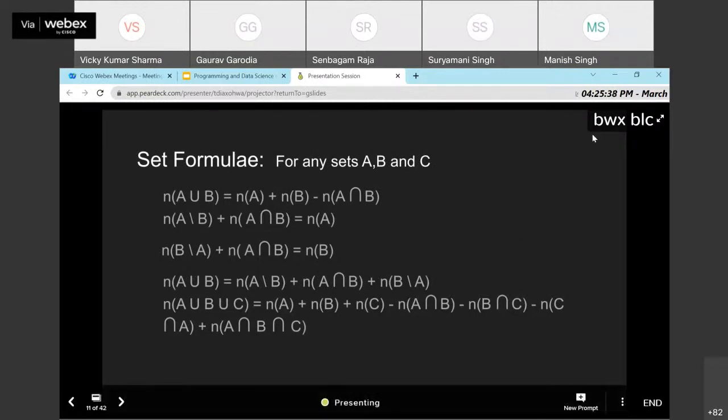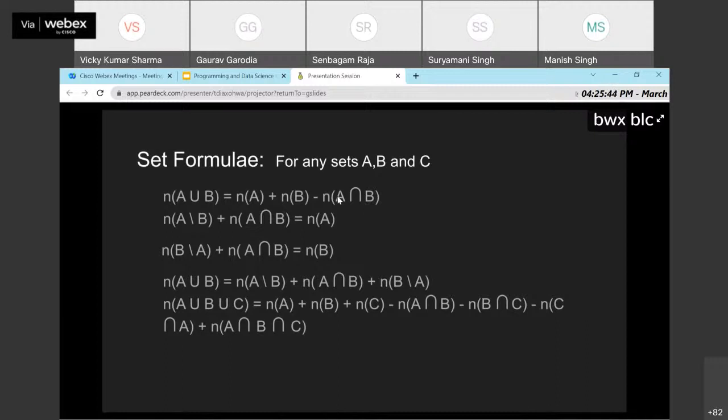Here are very basic formulas which you would have gone through in your school days. The number of elements in A union B, where A is a set and B is a set, and A union B is another set, is equal to the number of elements in A plus the number of elements in B minus the number of elements in A intersection B. These are just the basic formulas, nothing you should have doubt about. Even if you haven't gone through the contents, you should be able to participate here. Only for that sake I have written this here.